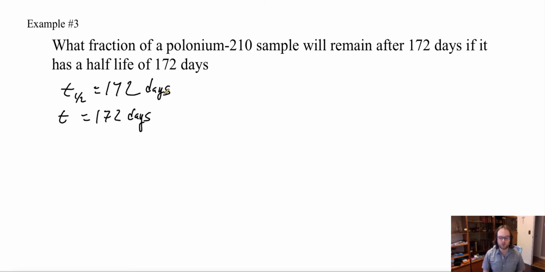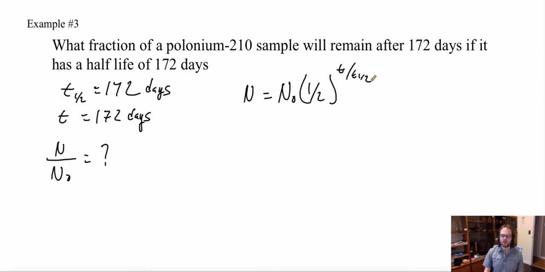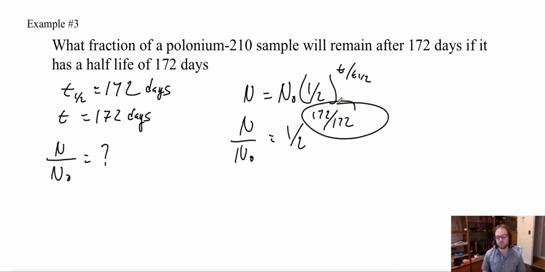Now, what do we want to know? We want to know the ratio, or the fraction, of n over n naught. So that's my new amount of polonium over my original amount. So let's look at my formula. Okay, now we're going to rearrange this. So I'm going to have 172 over 172. So basically, my exponent is equal to 1, so my fraction of remaining substance will be 1/2.